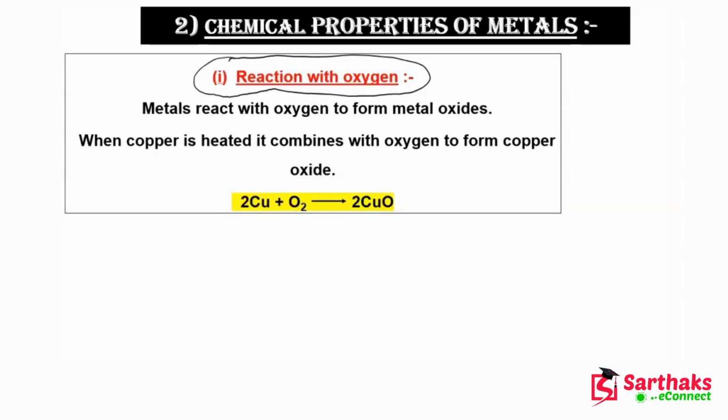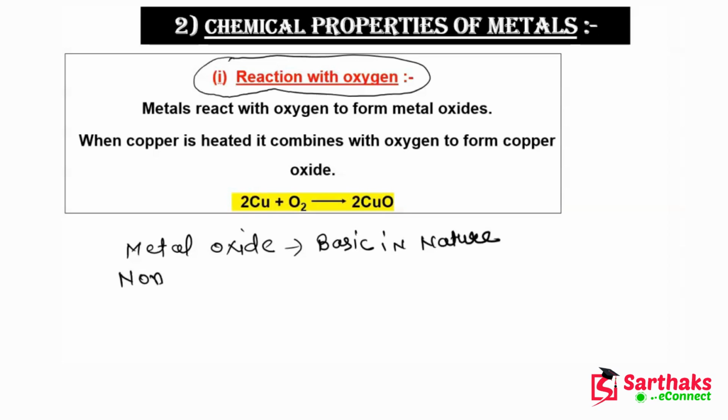So guys, most of the metal oxides are basic in nature. On the other hand, the non-metallic oxides are acidic in nature. Here you can see this copper oxide is a metal oxide, so it is basic in nature.